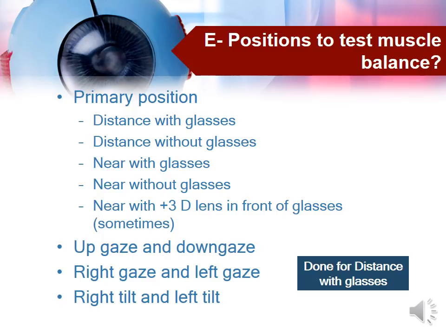Sometimes we need also to measure the angle for near with a +3 diopter lens placed in front of the glasses. In addition, the angle of deviation should be measured in up gaze and in down gaze, in right gaze and in left gaze, and in right head tilt and left head tilt. These measurements are usually done for distance with the patient wearing his glasses.